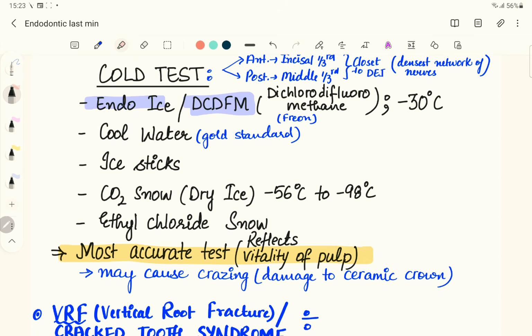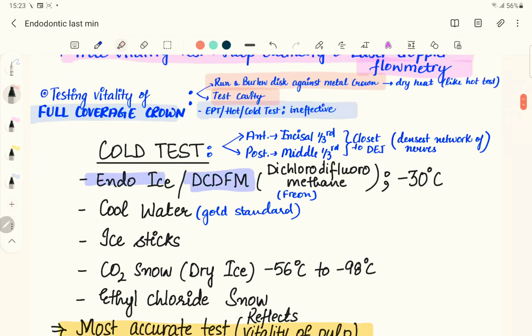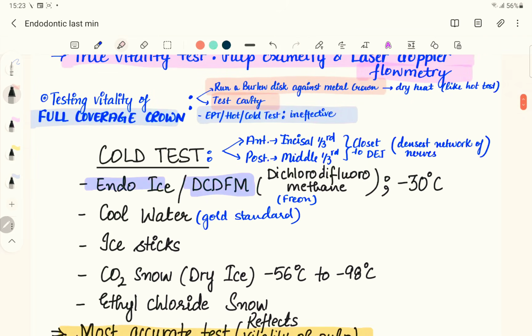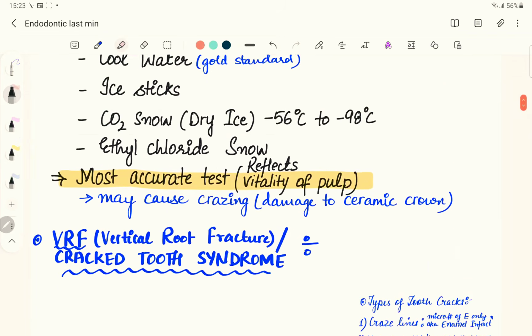Now, the disadvantage of using a cold test in a crown is that it may cause crazing or even damage to the ceramic crown, and that's the reason I've told you heat test, cold test, or electric pulp test are not used for crowns, for full coverage crowns or caps.